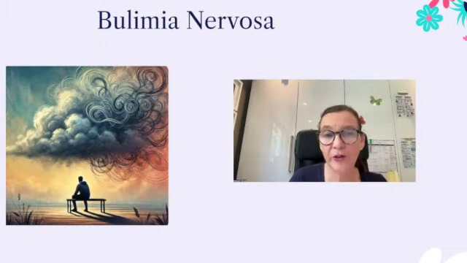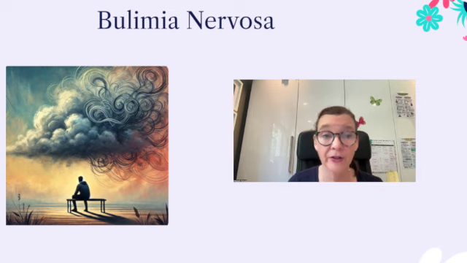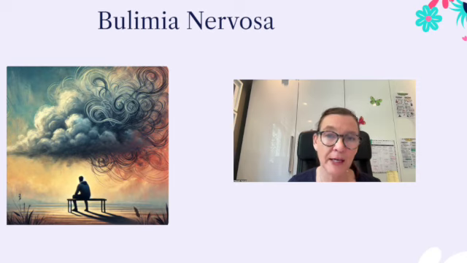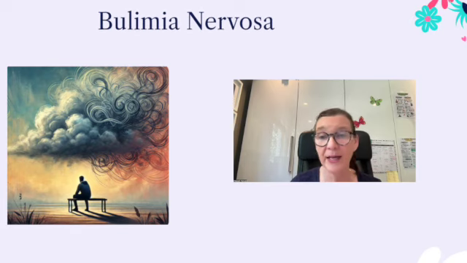Now let's talk about bulimia nervosa, another serious eating disorder that's often misunderstood. Unlike anorexia, bulimia is marked by a cycle of binge eating followed by compensatory behaviors like vomiting or excessive exercise. People with bulimia may maintain a normal weight, which can make the disorder very difficult to detect, but the effects can be equally as dangerous.